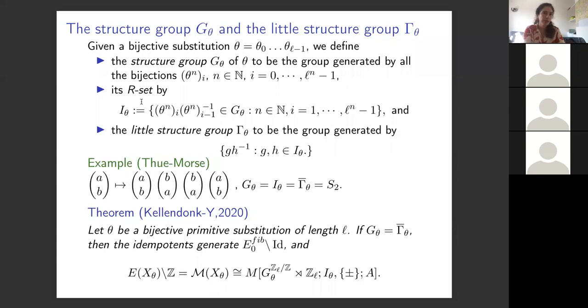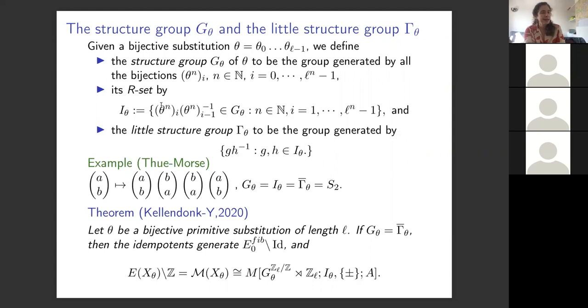Okay. So remember, my substitution is theta. I write it as theta naught ... theta L minus 1. And now I think of the maps theta i, remember they're all bijections, so they belong to a permutation group. And the structure group, G theta, is the group generated by all these bijections.